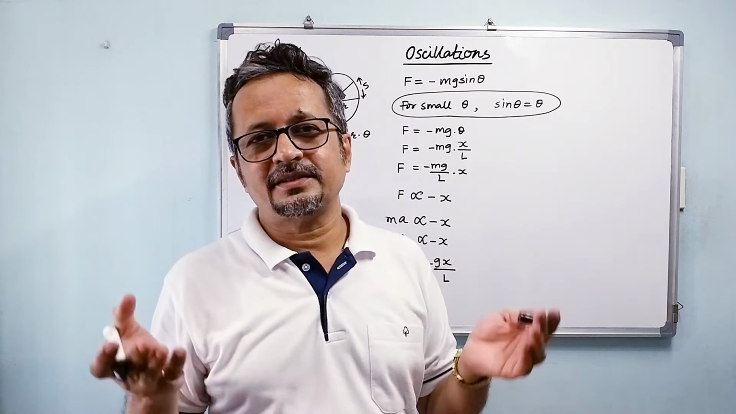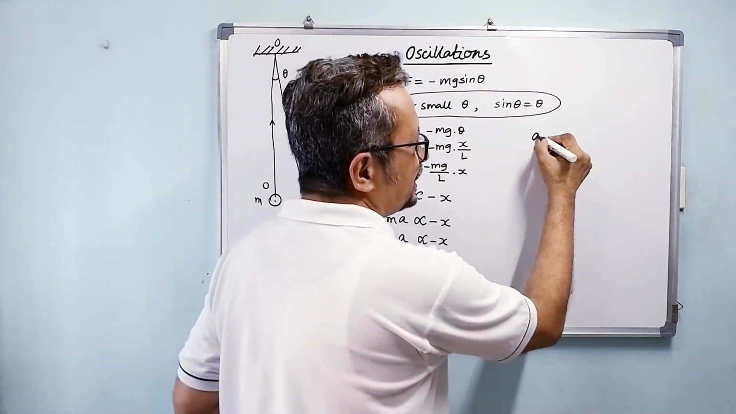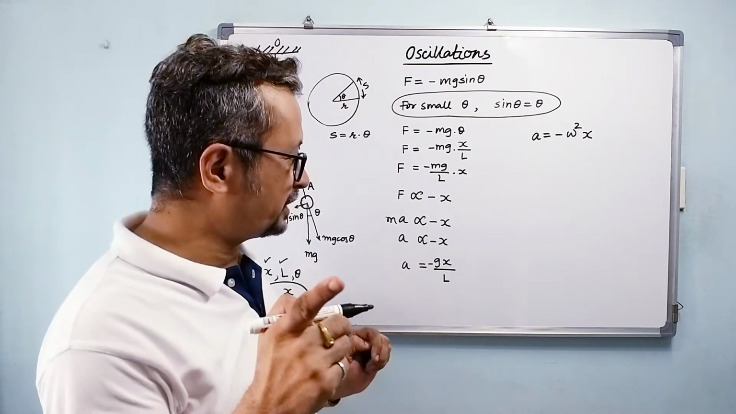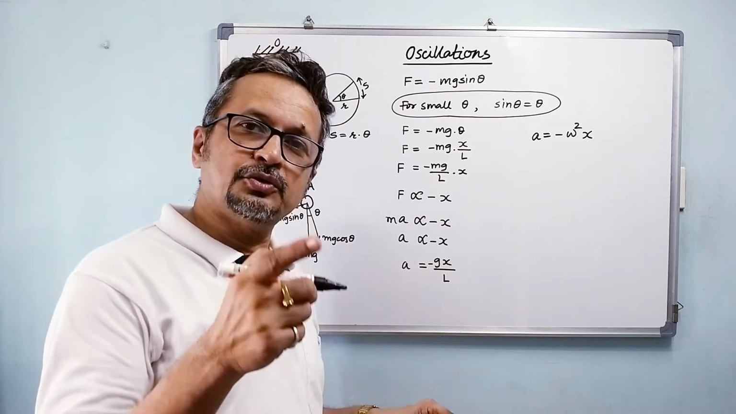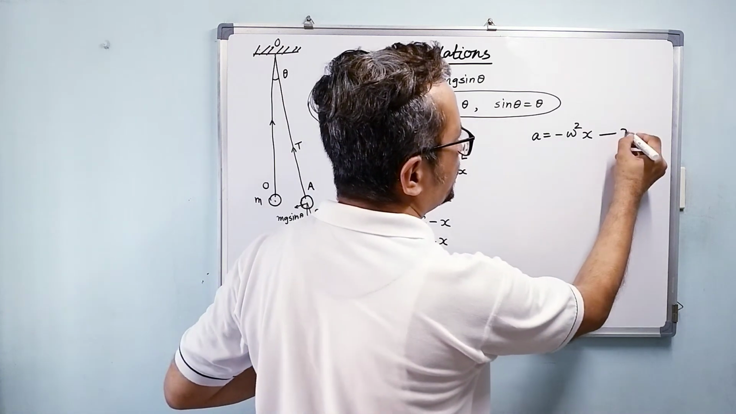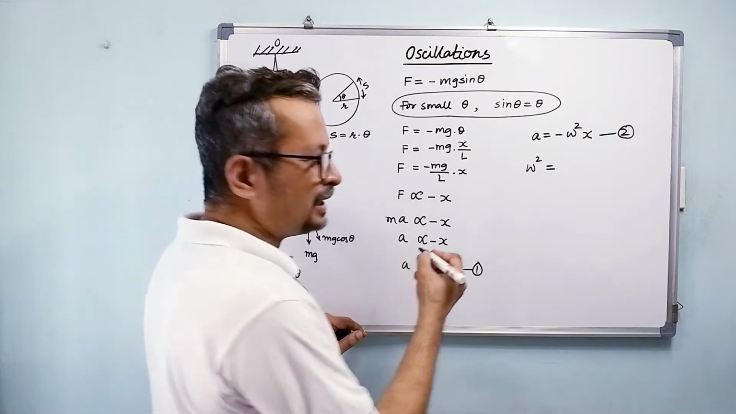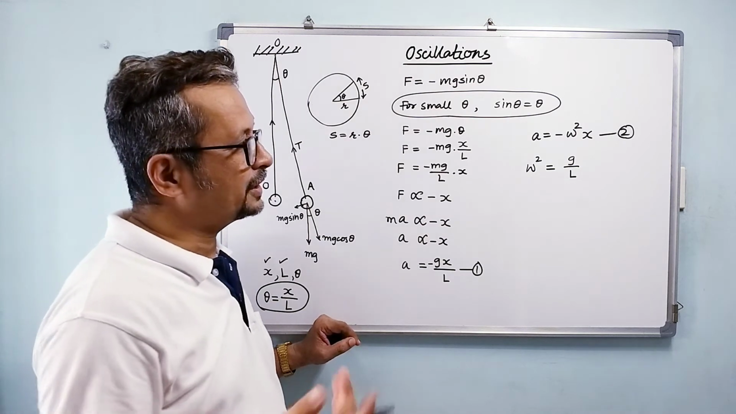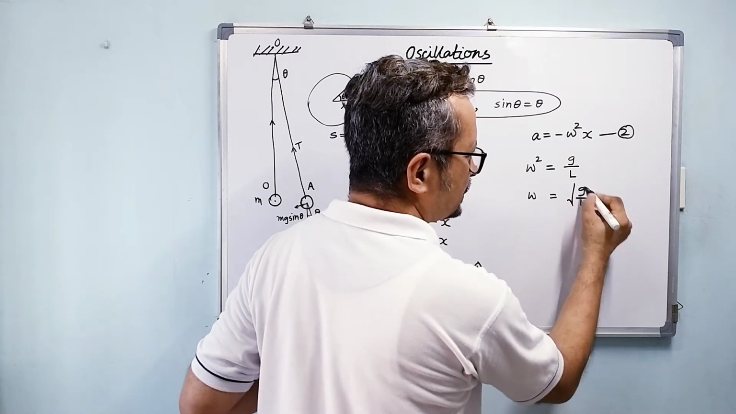Alright, now since we have said that this is simple harmonic motion, what is the condition for simple harmonic motion? A is equal to minus omega square x, correct? And here my A is equal to minus g x upon L, correct? So what can you infer from this? If you compare 1 and 2 here, can I say that omega square is equal to g upon L, or omega is equal to root over g upon L? Yes, we can say that.